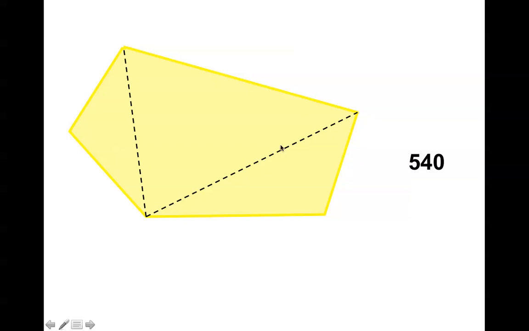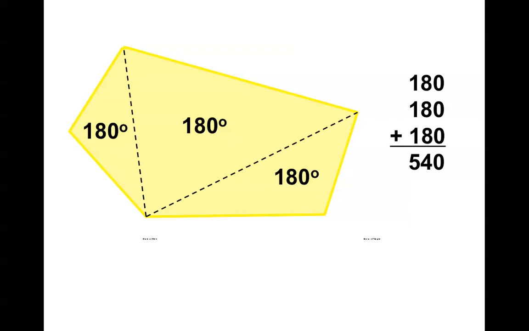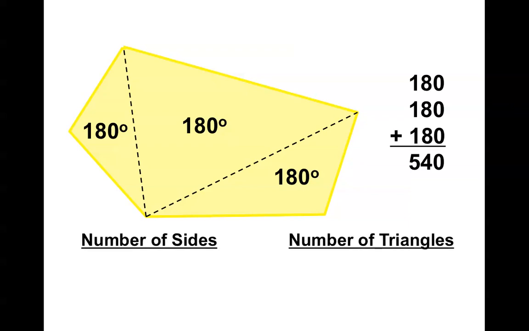All right, how many interior angles would we have here? Once again, we use triangles to help us out. I've got 1, 2, and 3 triangles. Since each triangle is equal to 180, 180 plus 180 plus 180 gives me 540. You may start to notice a pattern here. If we look at the number of sides, 1, 2, 3, 4, 5 in this situation, notice the number of triangles. It's 3.